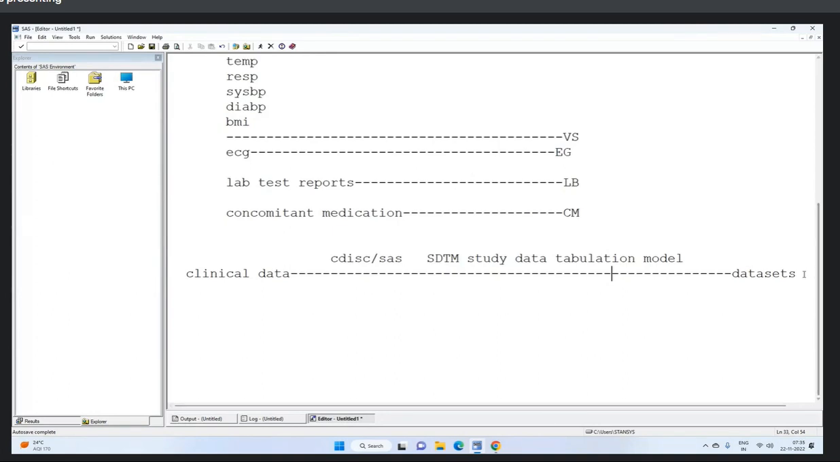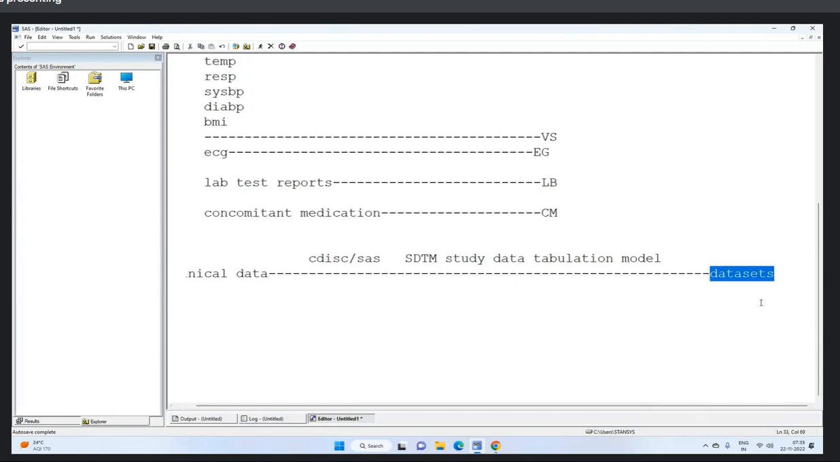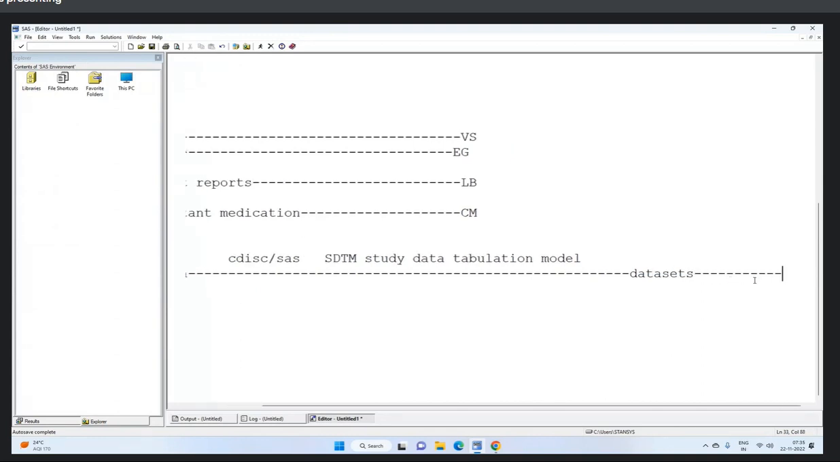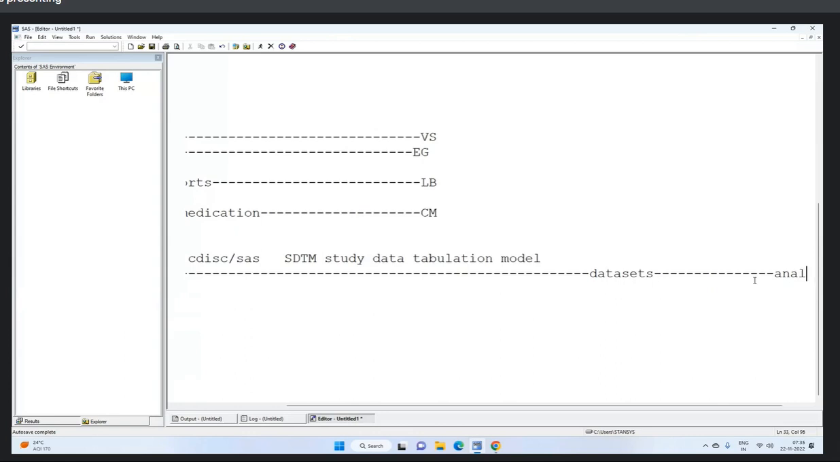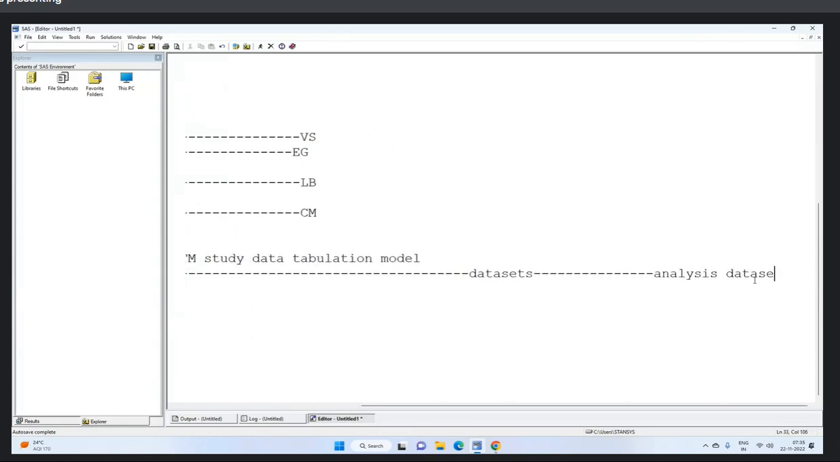Once you submit all the clinical data as datasets, most of this data is unfit for automatic operations. Since this data is unfit for automatic operations, we are going to transform this data into analysis datasets. First we are going to submit it as SDTM datasets, then we are going to transform the datasets again into analysis datasets, and those datasets are called ADaM datasets.